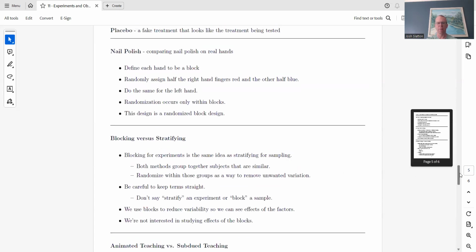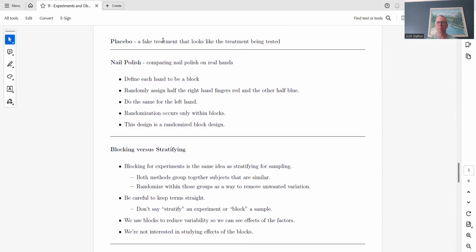And going along with that, we have placebos. Placebos are fake treatments that look like the treatment being tested. So again, in medical trials, if you're giving some kind of medicine, a lot of times you give the actual medicine to half the people, and then something that looks like medicine, but it's not really anything, to the other half. And then you see if there's any kind of difference. And we've all heard of the placebo effect, where people think they're getting medicine, and then they somehow get better.